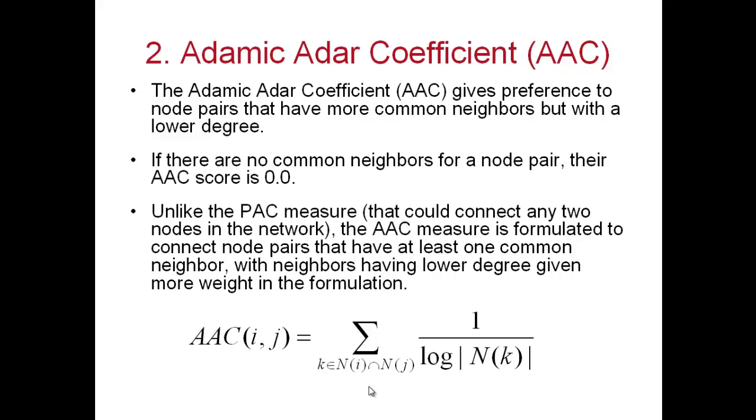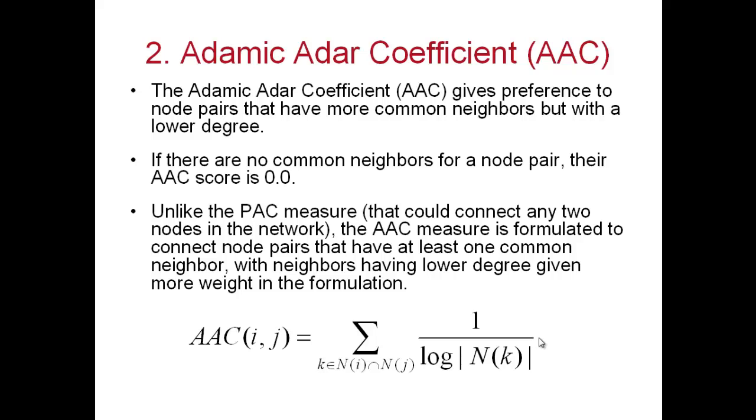Because each of these terms, 1 over the logarithm of n of k, is going to be a fraction. If n of k is a small number, the log of that value is going to be a small number also. It could be a fraction, it need not be a fraction, but basically it's a smaller number if n of k is smaller. So 1 over a smaller value is going to make it larger, and you're going to sum those values.